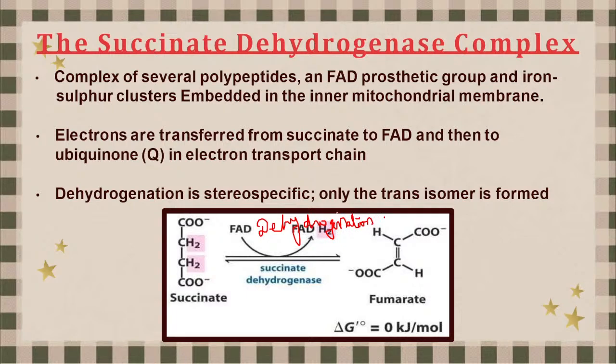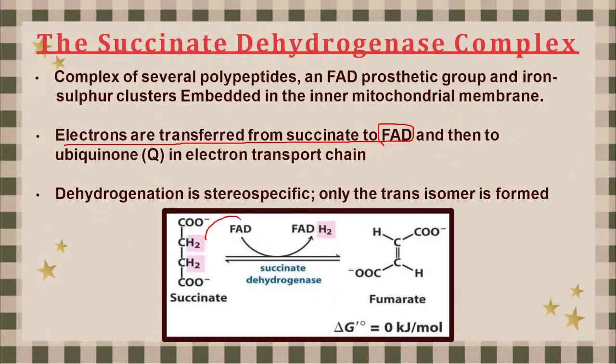Yes or no, friends? What is happening? Dehydrogenation is happening, which means there is a removal of the hydrogen ion. Who is accepting that? FAD. Very simple, right? So electrons are transferred from succinate to FAD. And friends, in the electron transport chain also I remind all of you, but I want you to remember here itself.